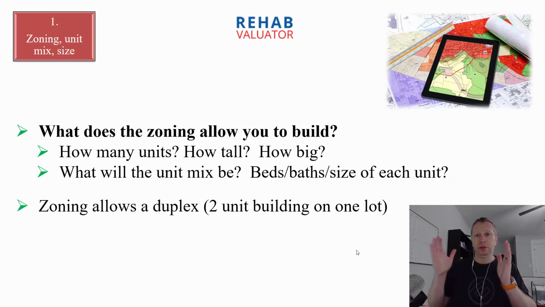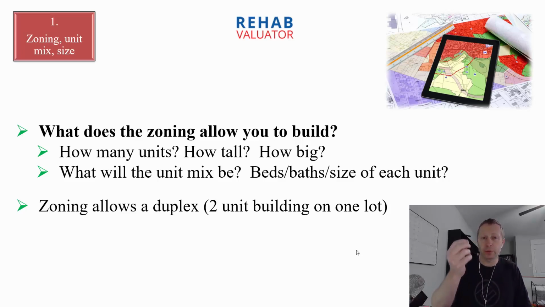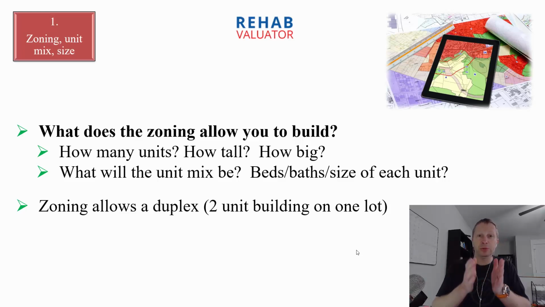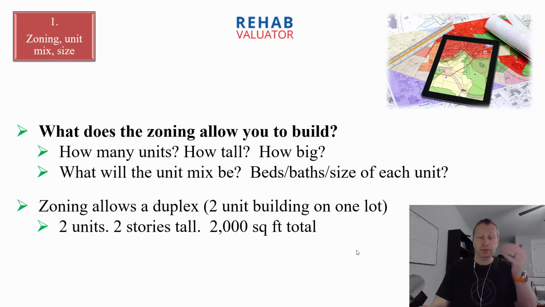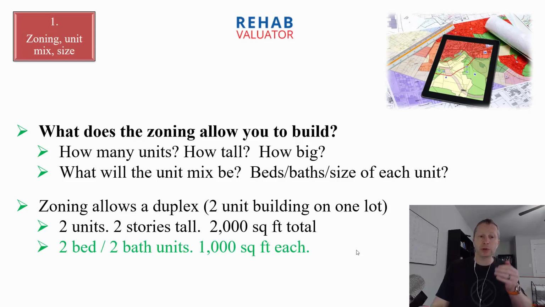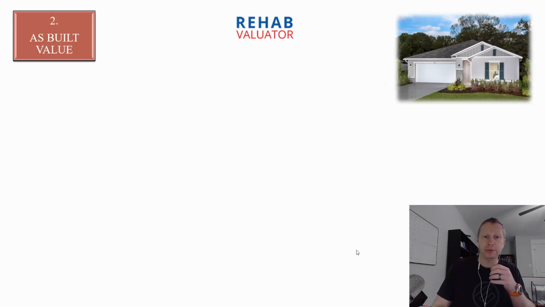Your market will show you what makes sense to build, and that's a skill you need to develop over time, figuring out what's going to work in your market, what's going to be in demand, what kind of product your tenants want to live in. So for this example, we're going to assume zoning allows us to build a duplex. It's on 1 lot, unit down, unit up. 2-story. Each apartment will be 1,000 square feet, 2 bedrooms, 2 baths. Okay, so very simple 2,000 square foot building.